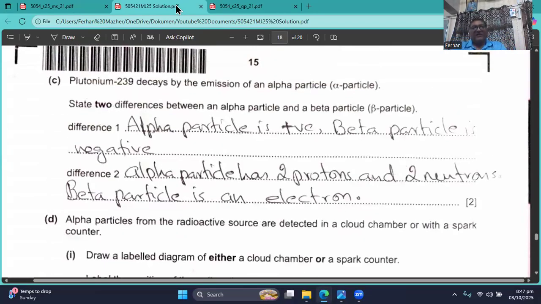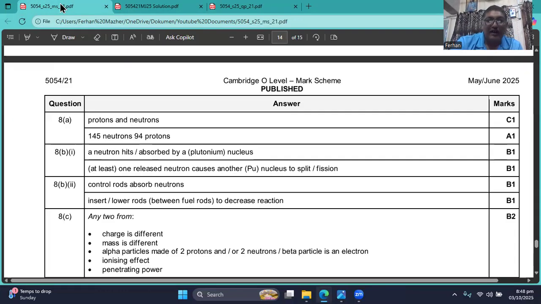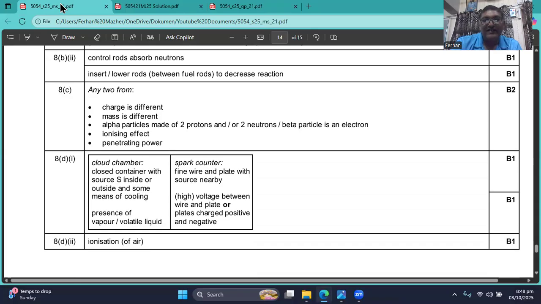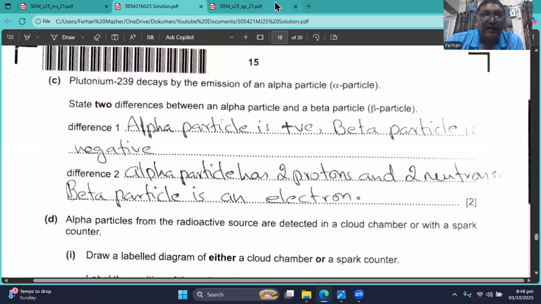Okay, difference number 1 is the alpha particle is positive, beta particle is negative. Difference number 2, alpha particle has 2 protons and 2 neutrons. It's like a nucleus of helium, whereas the beta particle is an electron, and it does not have proton or neutron. So here are some of the differences written between the beta particle and the alpha particles. So this is question number 8, C part. We are done with it.